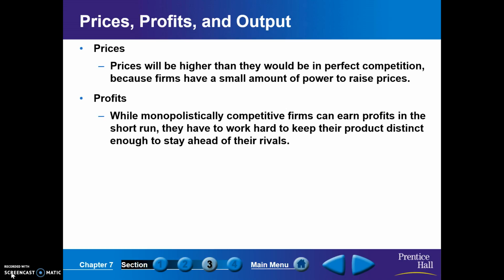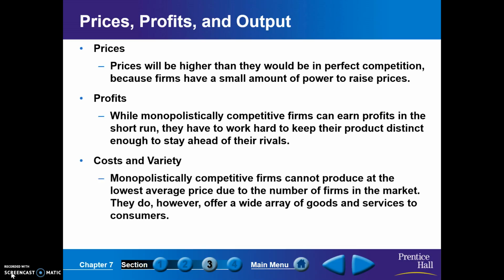You've got to show that each product is different and why it's better than something else. You've got to sell me why Rustler jeans at Walmart are not as good as Levi jeans. You can talk about quality, but you've got to prove that. Well, not necessarily prove it, but you just have to attract the customers to believe that. Also, cost and variety. Say that 5 times fast. A monopolistically competitive firm cannot produce at the lowest average price due to the number of firms in the market.